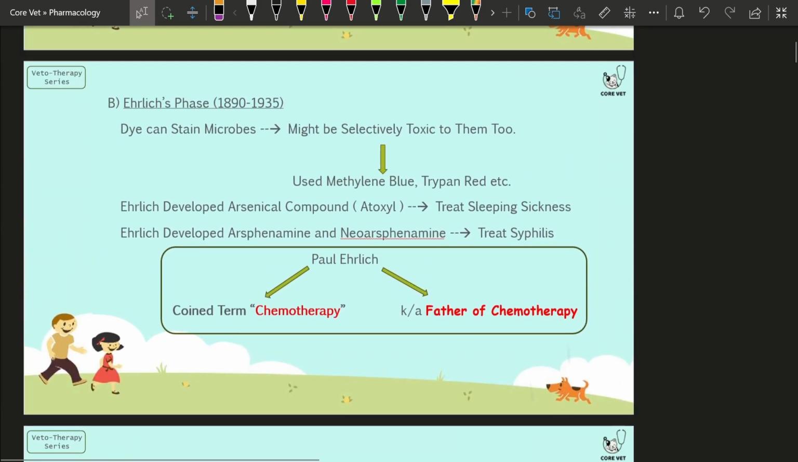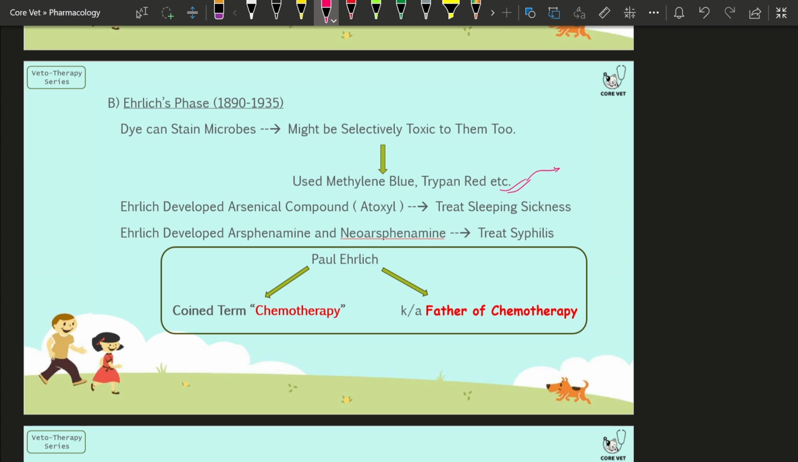So he used methylene blue, trypan red, etc. dyes to watch whether, under certain conditions, they are selectively toxic to particular bacteria or microbes or not. We know that microbes get stained by a particular dye. We had done that in microbiology. So what we look for is whether, at a certain concentration, the dyes that stain that particular microbe are selectively toxic to it or not. That was what Ehrlich was thinking.